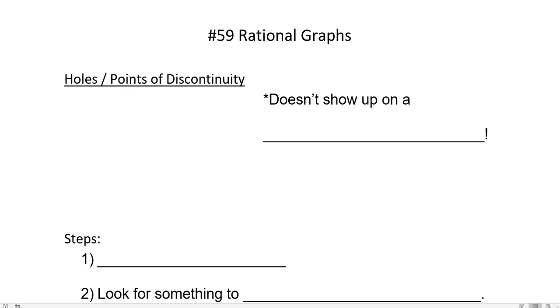This lesson is on rational graphs, and for this course, all we need to know about are two changes in our graphs. One is holes, otherwise known as points of discontinuity. So if you're reading a question, the mathematical term is going to be points of discontinuity. And the other item is going to be vertical asymptotes. So, as we get started, holes and points of discontinuity are literally what they sound like.